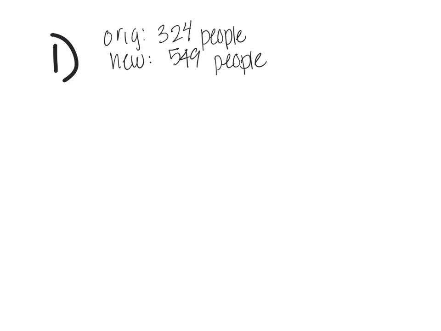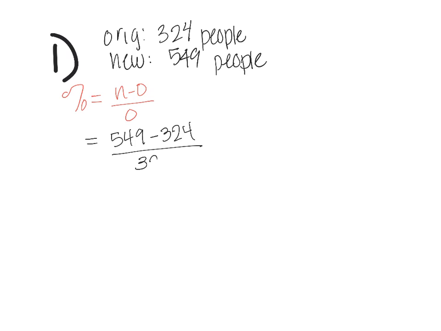Okay, so this is problem number 1. The original amount is 324 people. The new amount is 549 people. So we're taking the formula, and we're using the percent of change is equal to new minus original divided by original. So now we're going to go ahead and plug in our numbers. Our new number is 549 minus our original number of 324, divided by our original number of 324.